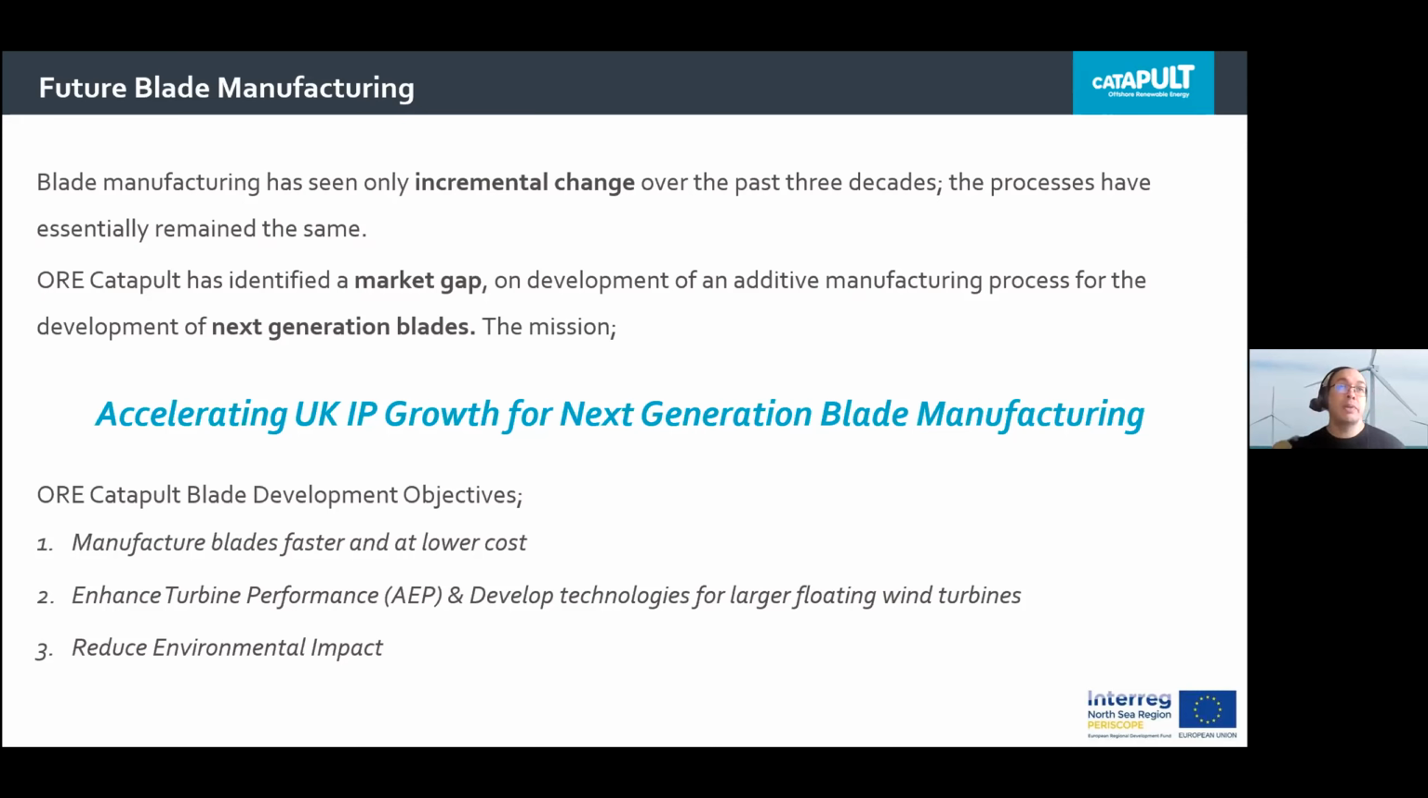Firstly, to manufacture blades faster and at lower cost. Secondly, to enhance turbine performance or annualized energy production. And in hand with the first point, both of those points seek to lower the cost of levelized energy. And thirdly, to reduce environmental impact of blade manufacture, particularly around end-of-life issues.